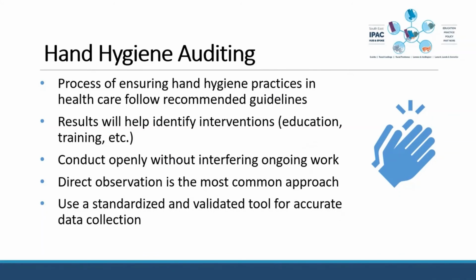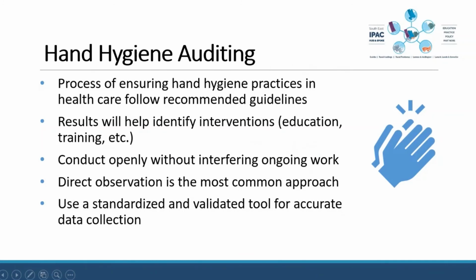So audit results of hand hygiene audits are going to help you identify the most appropriate interventions that are needed for hand hygiene education, training, and promotion. The auditor is going to have to conduct observations openly, but without interfering with the ongoing work. It's important to note that direct observation is the most common approach for this. So no matter what tool you use, it is essential to use a standardized, validated tool for accurate data collection.